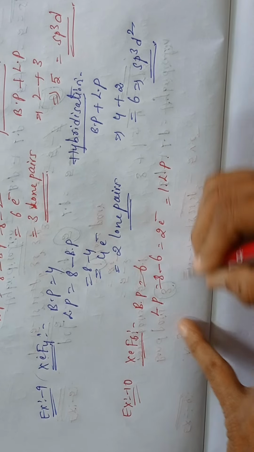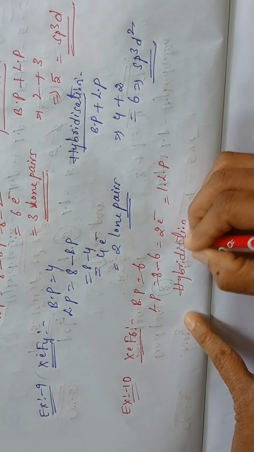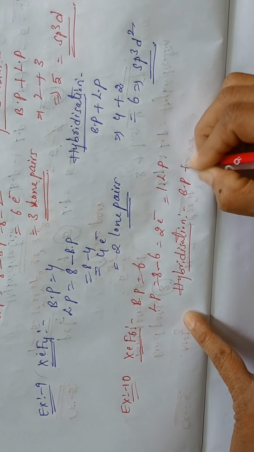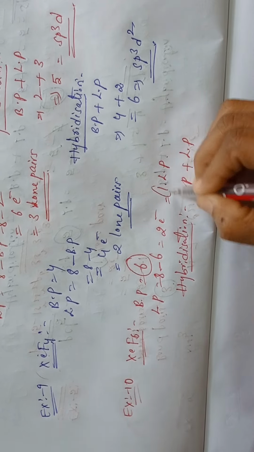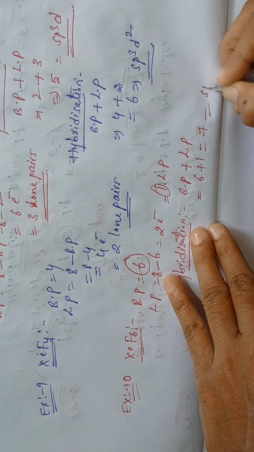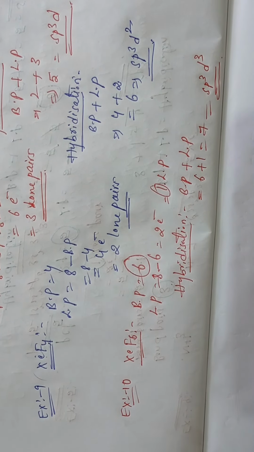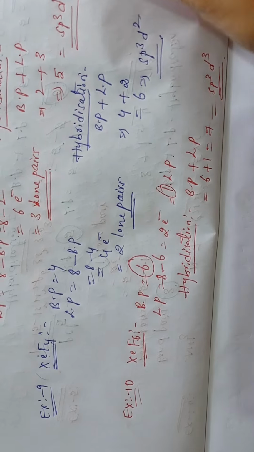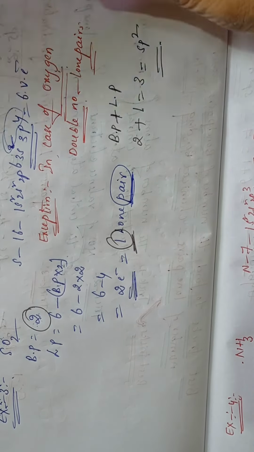1 lone pair. Now what is the hybridization, students? How to find it? Bond pairs plus lone pairs. Bond pairs how many? 6. Lone pairs how many? 1. Then how much will you get? 6 plus 1, 7 means sp3d3 hybridization. Clear, students? Understood? So like this you have to find the bond pairs, lone pairs and hybridization.